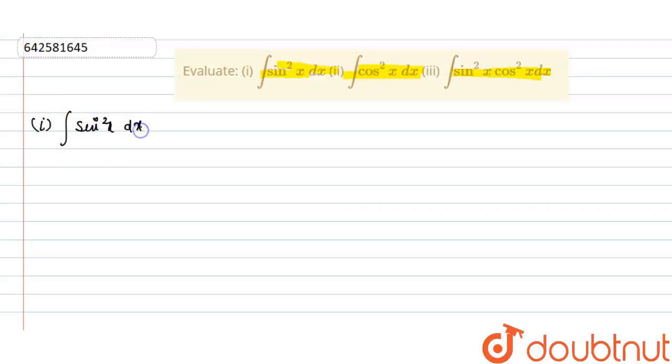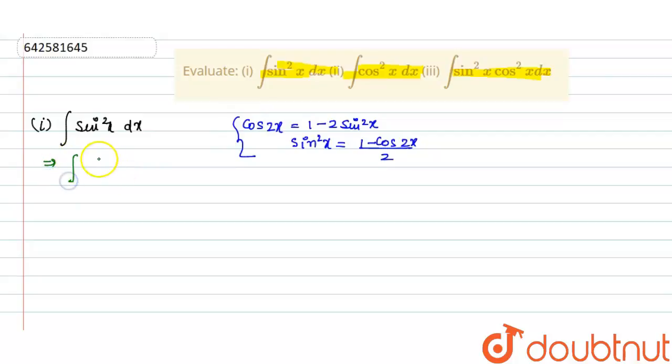To solve this question, we have to use an identity. The identity that we use here is, we know cos 2x equals 1 minus 2 sin square x. So we can write sin square x equals 1 minus cos 2x upon 2. So in this question, we will put in place of sin square x, 1 minus cos 2x upon 2. So 1 minus cos 2x upon 2 whole dx.